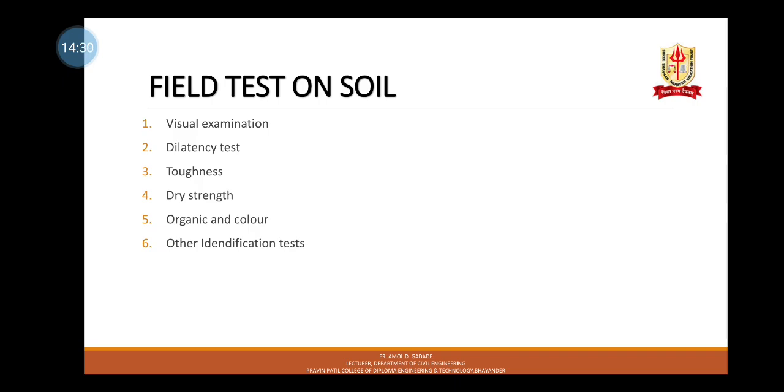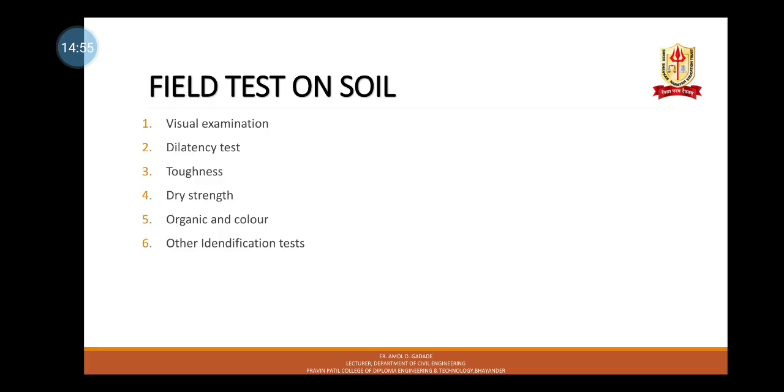Here are some field tests on soil. Starting with visual examination, dilatancy test, toughness, dry strength, organic content and color, and other identification tests. The visual examination is carried out after taking a representative sample of soil and spreading it on a flat surface or on the palm of the hand.